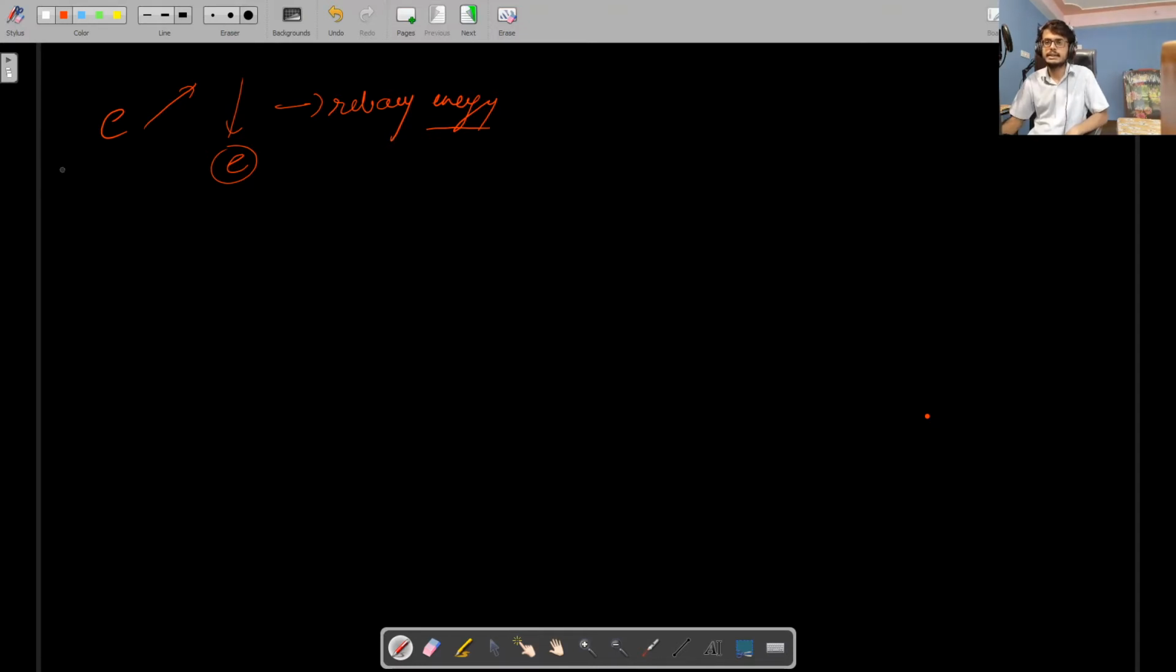This released energy can be visible light, or other high energy radiations like gamma rays, X-rays, etc. So this can be anything. This was an addition to the theory postulated by Rutherford. Now one more addition to Bohr's model of an atom was this one.